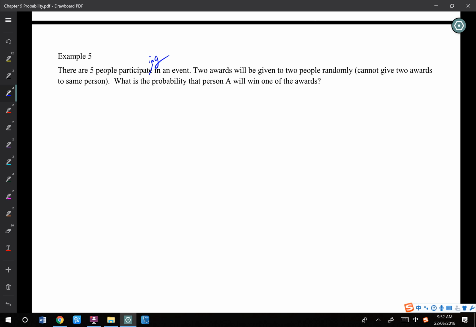I don't mind which award I win. Just for example, I'm person A. I just win one of the awards. So what's the probability of that?